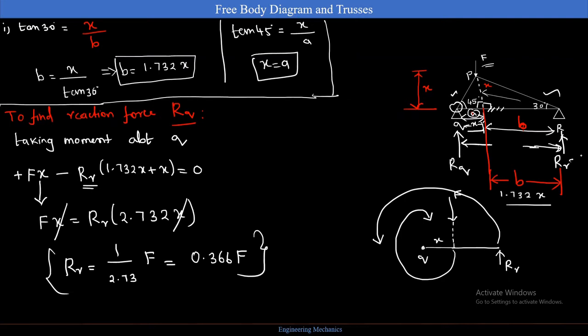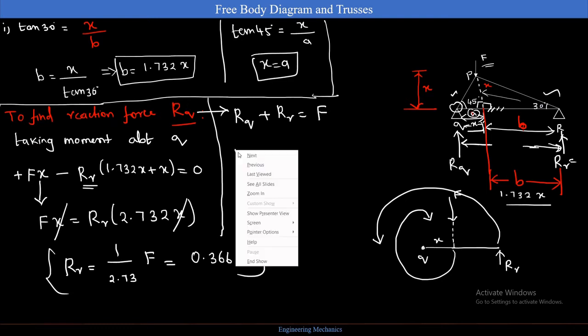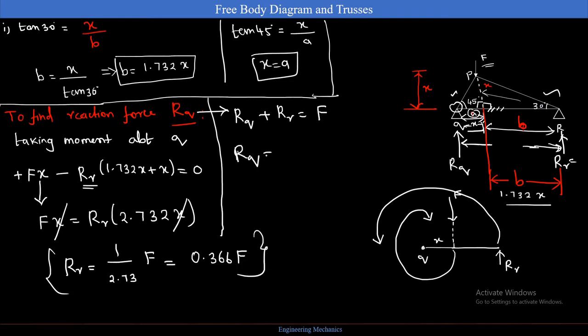Let's say, okay, reaction force here, and I am going to find my RQ now. RQ is nothing but, as we all know, the vertical force towards upward is equal to the downward. So I can say RQ plus RR is equal to F. So the RQ I need to find is nothing but F minus RR.